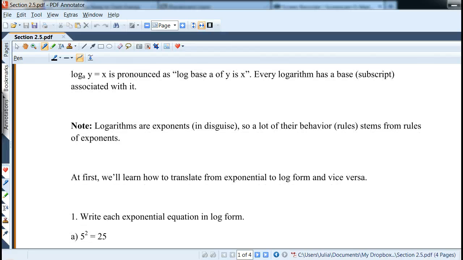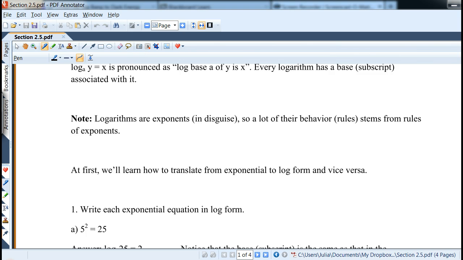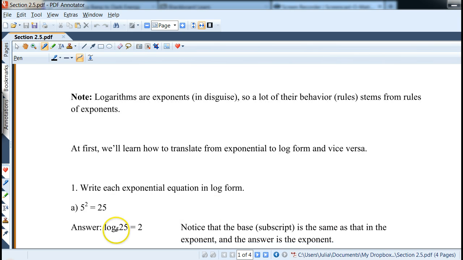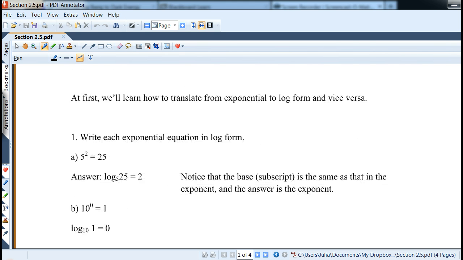Let's talk about how we can translate from exponential form to the log form, just as a little warm-up. Say we have 5 squared equals 25. What would it look like in the logarithmic form? Well, it would be log base 5 of 25 is equal to 2. And so note that the base of the logarithm and this base right here in the exponential equation are the same. Okay. What about 10 to the power of 0 is equal to 1? Well, it would be log base 10 of 1 is equal to 0. In fact, we're going to learn maybe later, logs of any base of 1 are equal to 0.